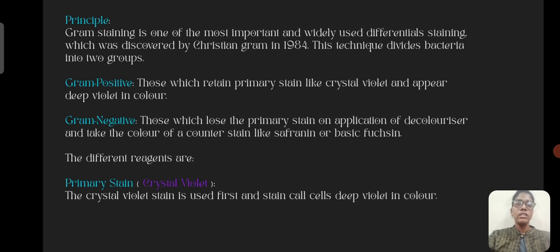Here the principle involved in gram staining is that it is one of the most important and widely used differential staining techniques, discovered by Christian Gram in 1884. The technique divides bacteria into two groups, gram positive bacteria and gram negative bacteria. Gram positive bacteria are those which retain the primary stain like crystal violet and appear deep violet in color.